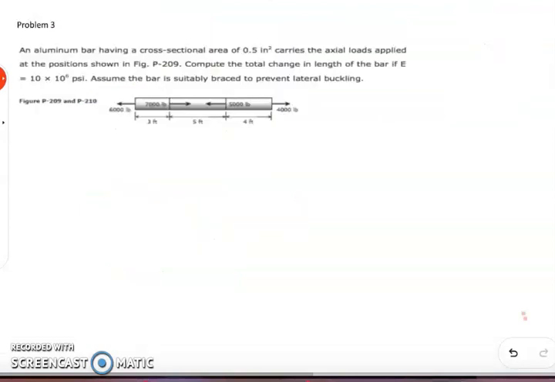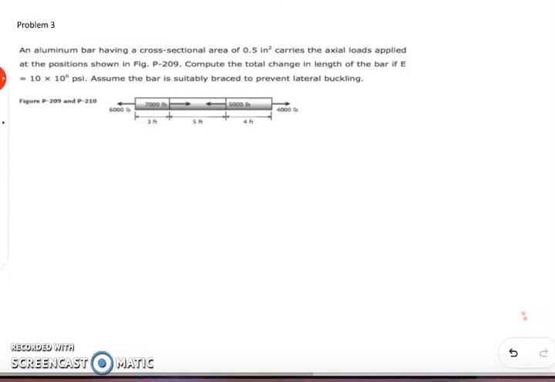Problem number 3: an aluminum bar having a cross-sectional area of 0.5 inches square carries an axial load applied at the position as shown in the figure. Compute the total change in length of the bar if E is equal to 10 times 10 to the 6th psi. Assume the bar is suitably braced to prevent lateral buckling. So we are given our figure with the applied load. So we're going to get our internal forces P1, P2, and P3.